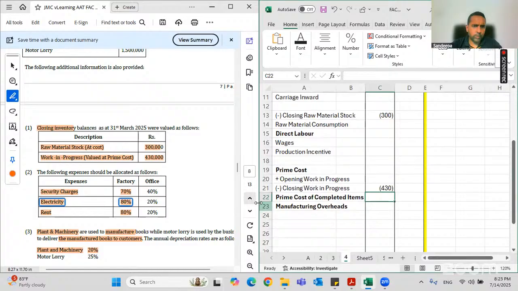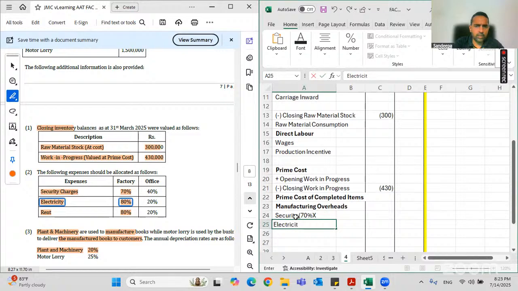The following expenses should be allocated. Security, it will be 70%. Okay. And electricity, it will be 80%. And rent will be 80%. Okay. We just have to take the factory component.